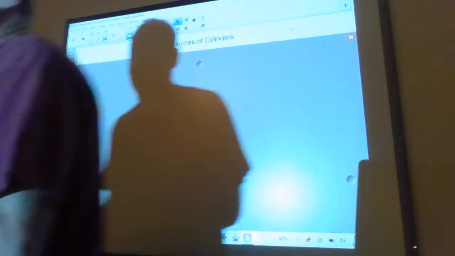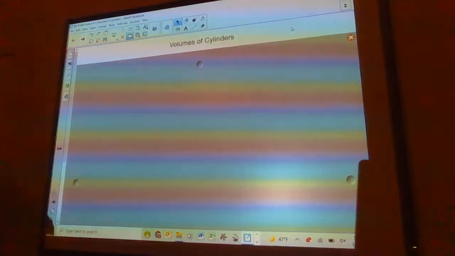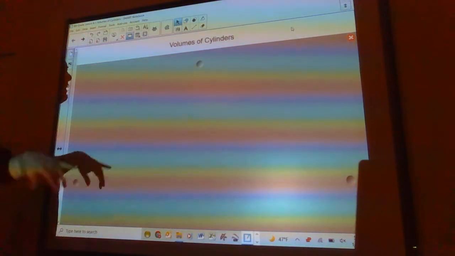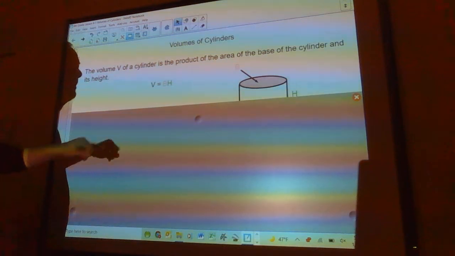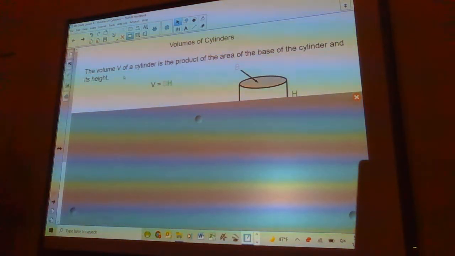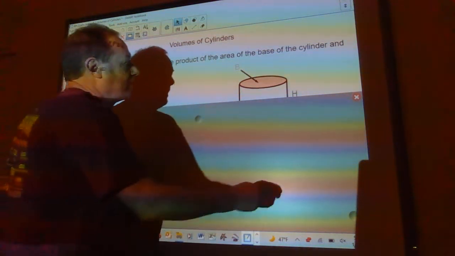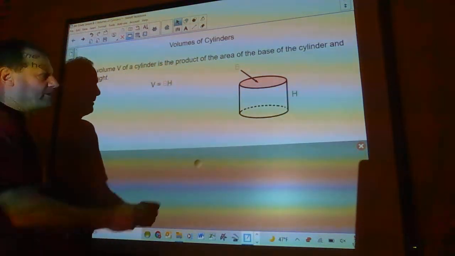Hello everybody, today we are going to talk about volumes of cylinders. Okay, so the volume of a cylinder is the product of the area of the base of the cylinder times its height. So what does that look like?